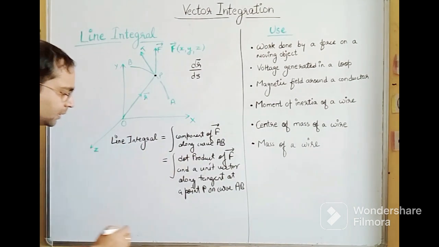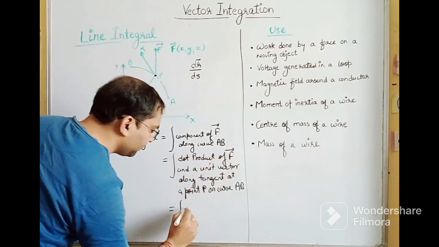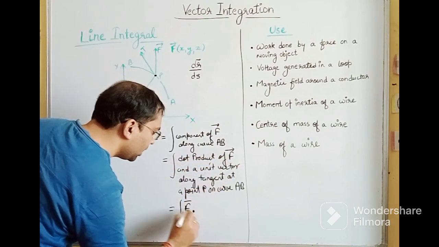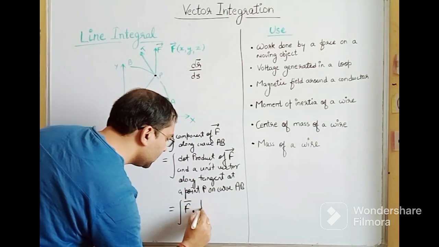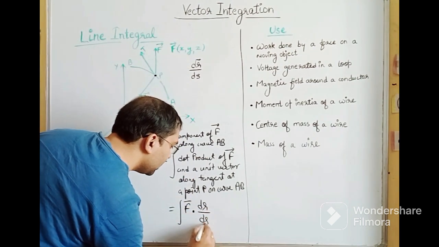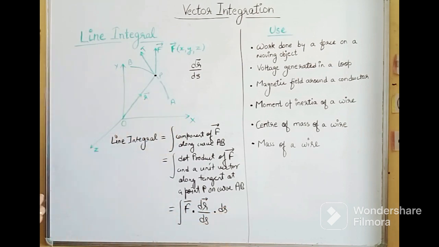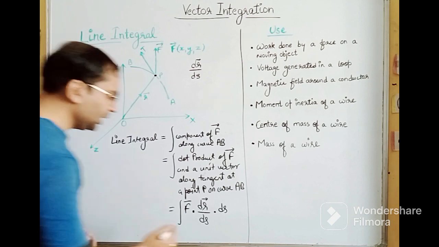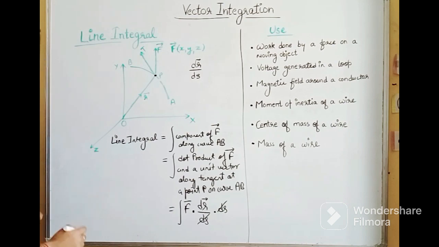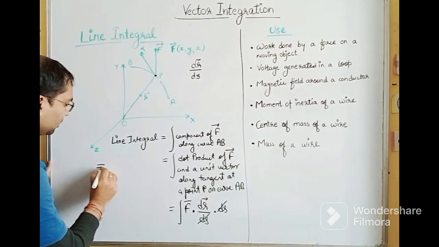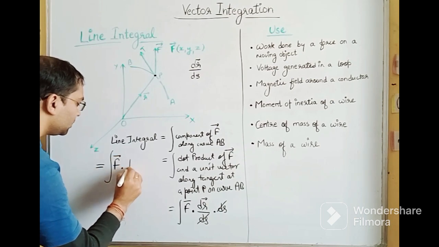So let's rewrite this. This can be rewritten as the integral of the dot product of f with the unit vector along the tangent, dr upon ds, and now this is the integral with respect to s, so we write ds as the integral part. Here we can cancel out this ds and this ds, and now finally the line integral comes to be the integral of f dot dr.